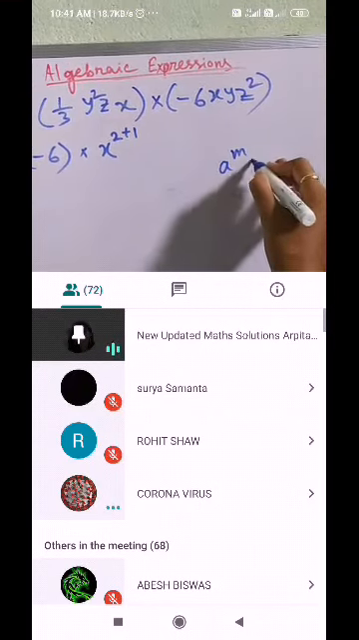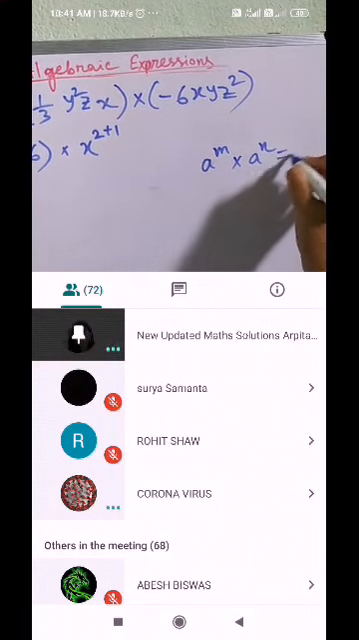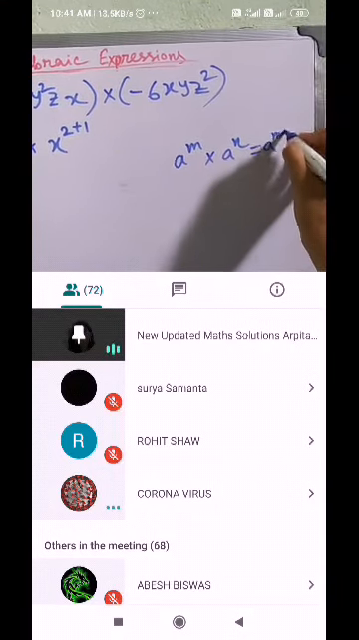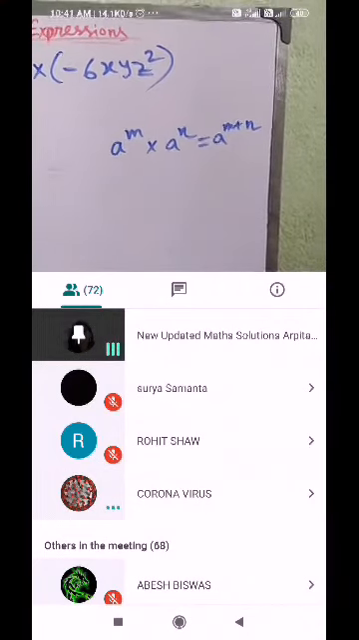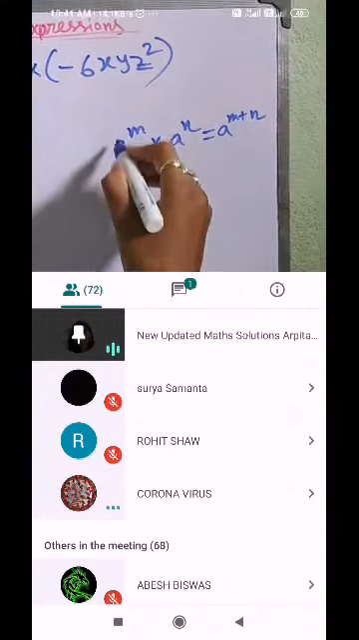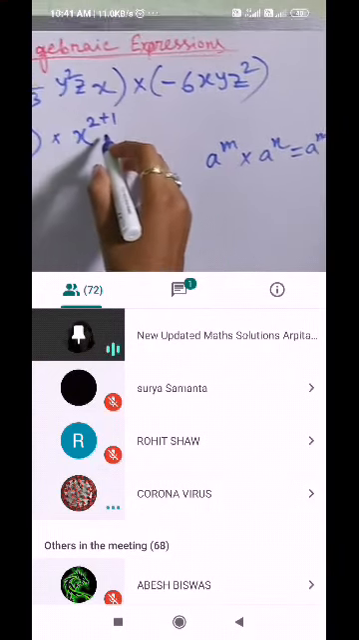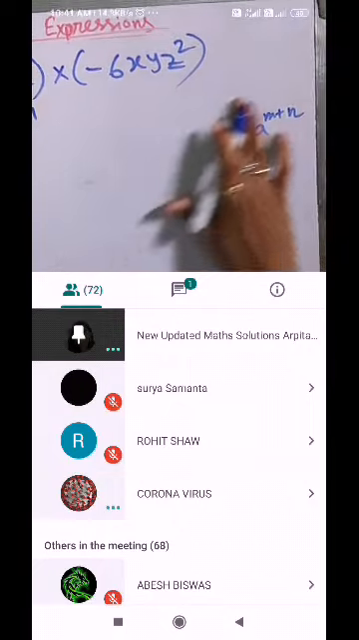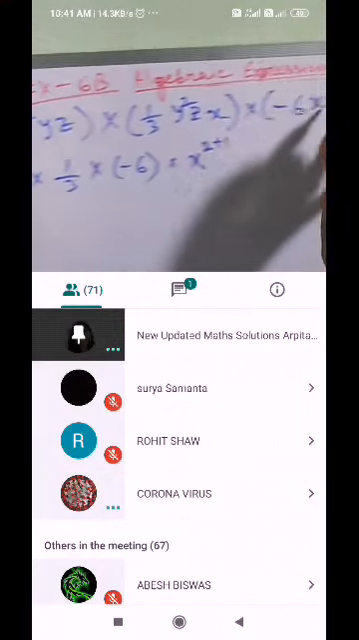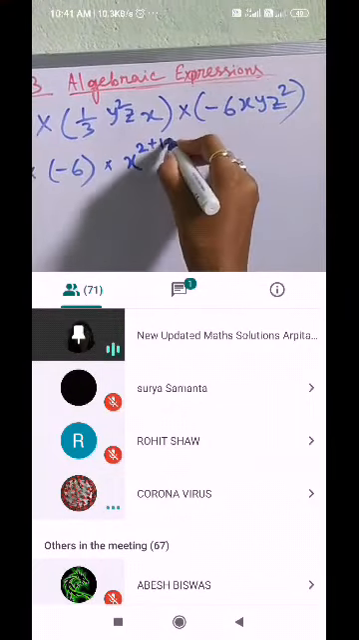See? In exponents, we learned this one formula: a to the power m into a to the power n equals a to the power m plus n. By this formula, we will do this sum. Clear? Here, the power of x is 1, so plus 1.